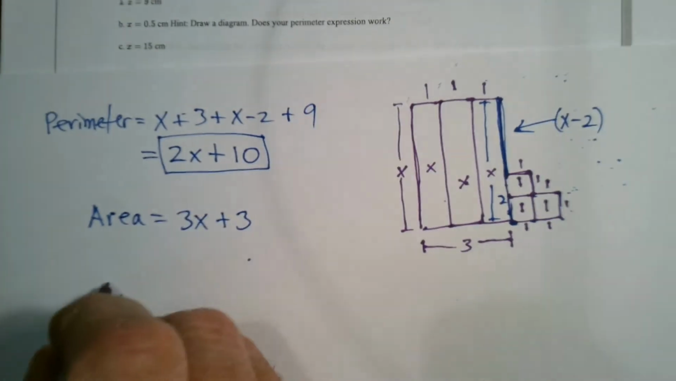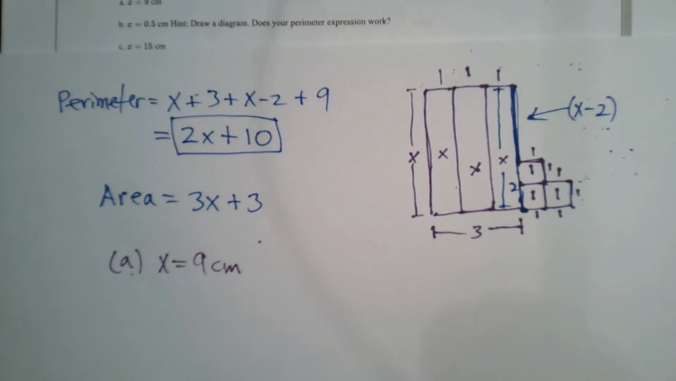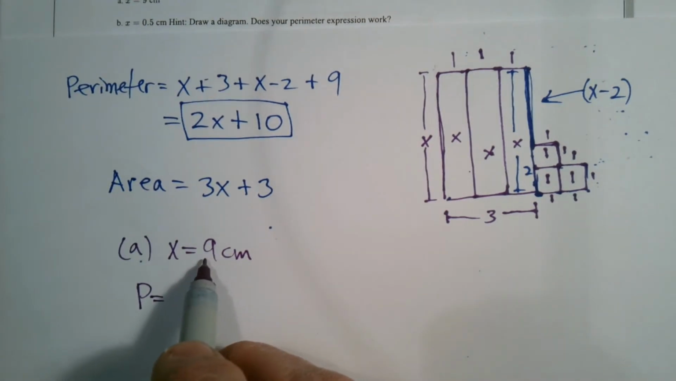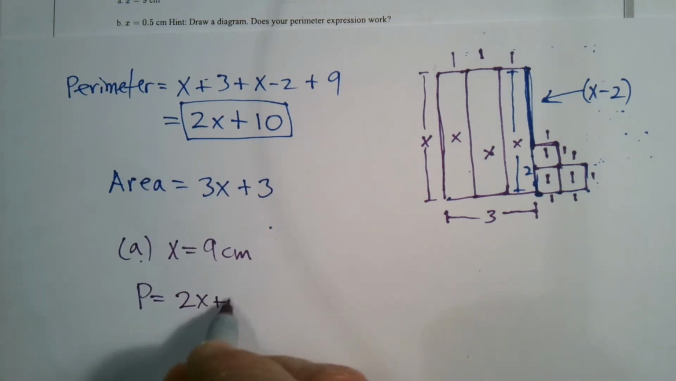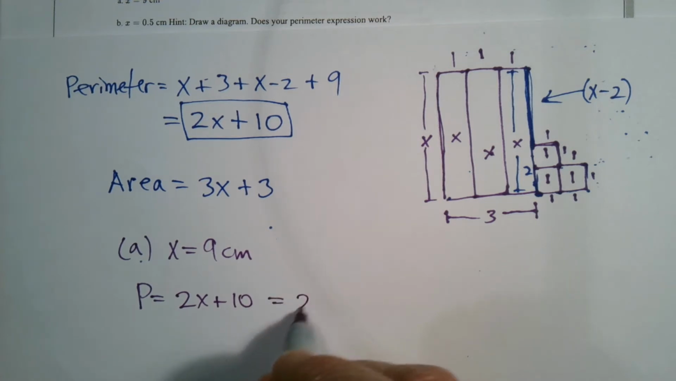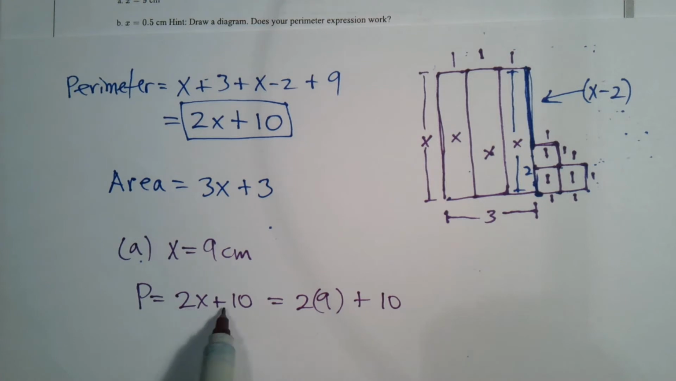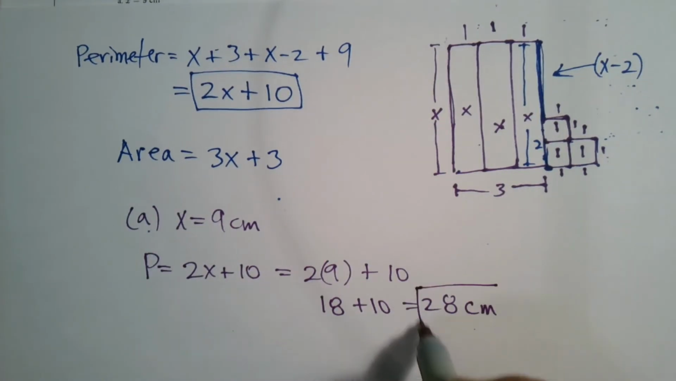All right, now let's get into utilizing our values to find each of these expressions. So we've got A. It wants me to consider x equal to 9 centimeters. So I need to figure out the perimeter given x is 9. Well, I can use my perimeter expression, 2x plus 10, and plug in 9 in place of the x. So instead of 2x plus 10, now it's 2 times 9 plus 10. That's 18 plus 10, which is 28. And it said centimeters, so I'm going to include my unit. So my perimeter is 28 centimeters.